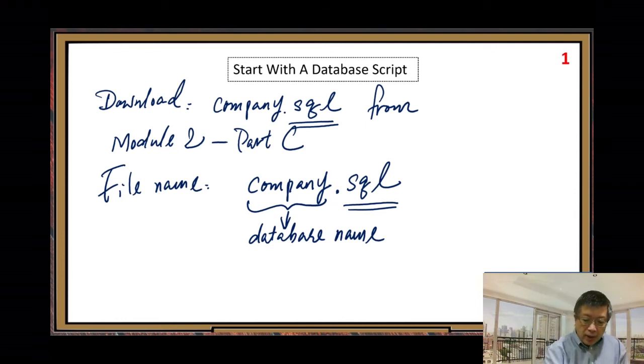With this convention, we do not need to ask people what the name of the database is. By our convention default, we use the file name without the extension as the database name. There is some reason behind this database name.